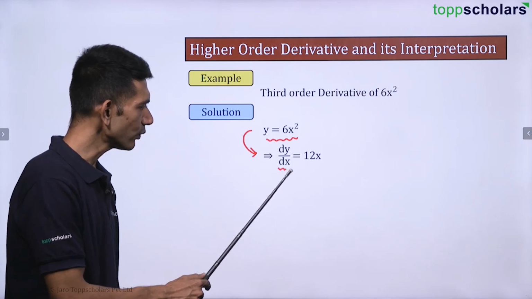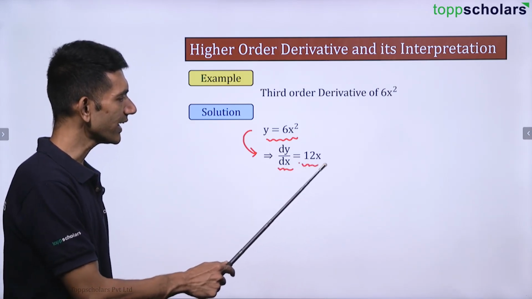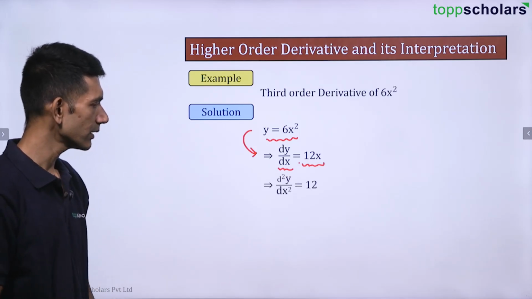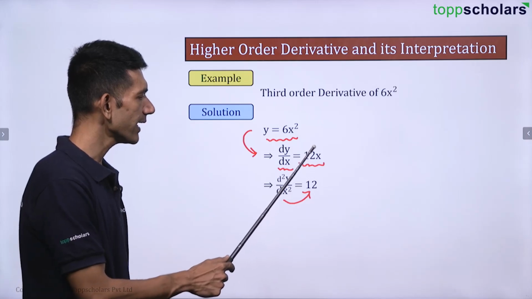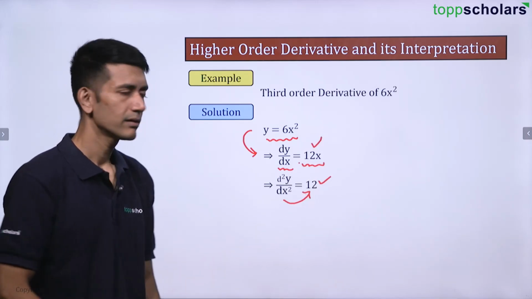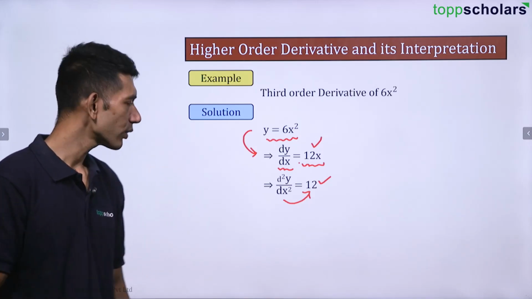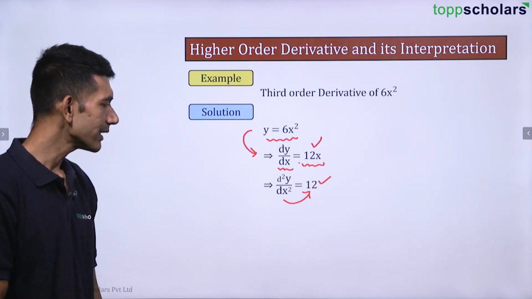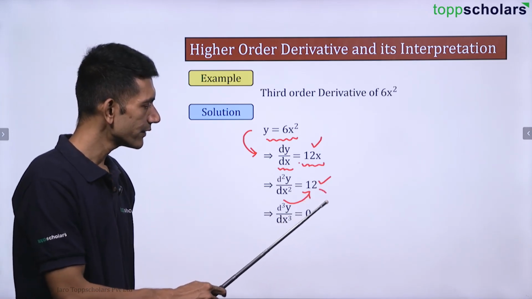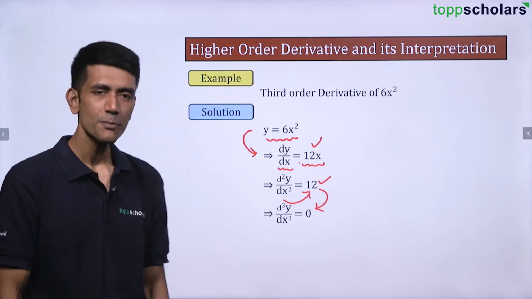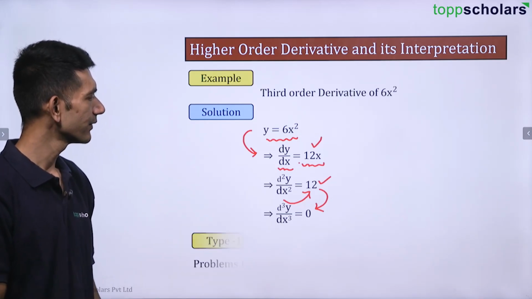Now we will take the derivative one more time, that is d by dx of dy by dx. We know that the derivative of kx is k. So d2y by dx square will be 12. Derivative of kx is k, only the constant. Now there is just a constant. If you take the derivative one more time, you get d3y by dx cube as 0. Because the derivative of any constant or any number is 0. So this is how you have taken the third order derivative, just for your understanding.